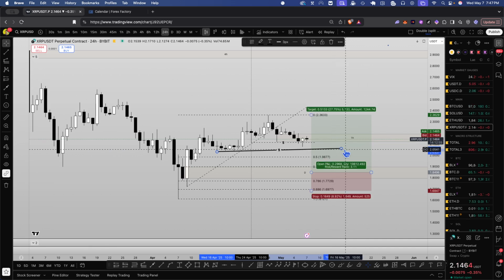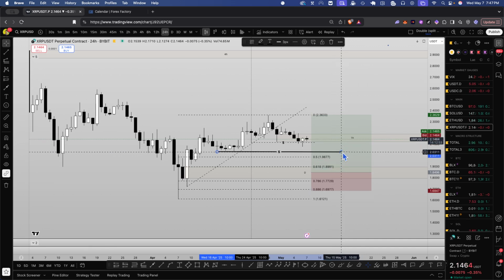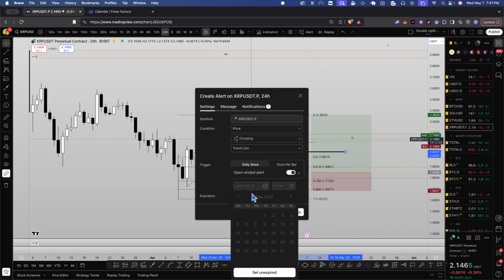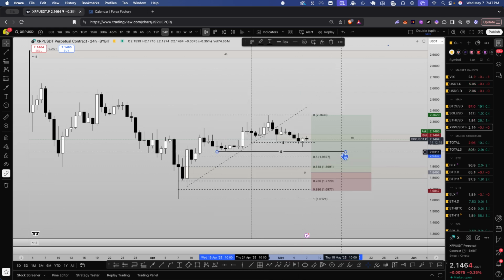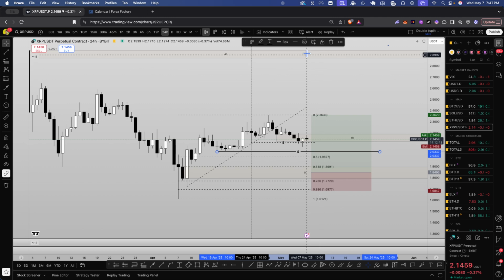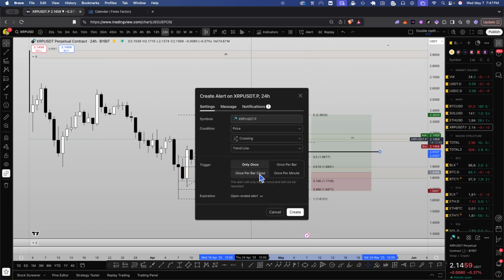So this is going to be my alert zone, and the way I do it is usually I just put a little alert there and I just say create alert once I got that. And oh, they change. What's going on? They change.